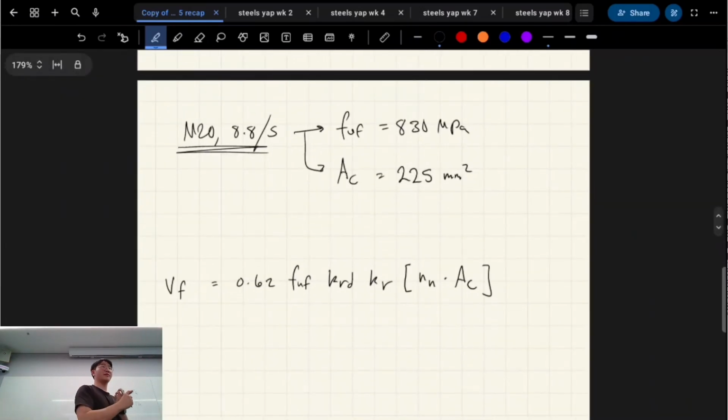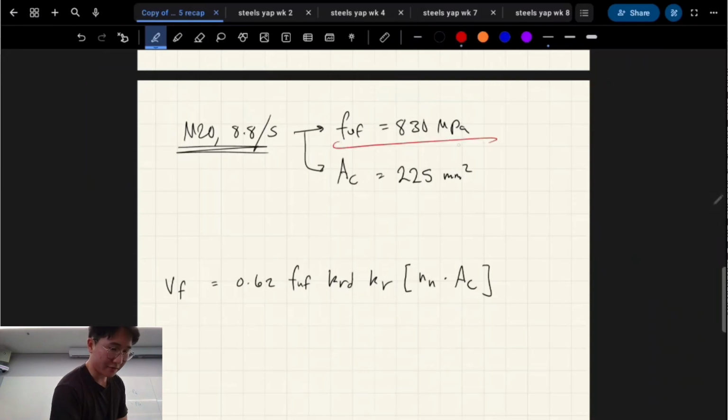We're told that the bolts are M20 bolts. They're grade 8.8, and they're snug tight, right? That will give us, from a table of information, the capacity. I'll show you the table.